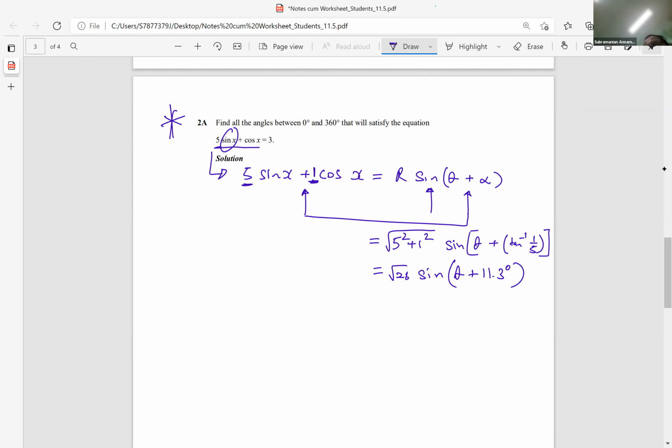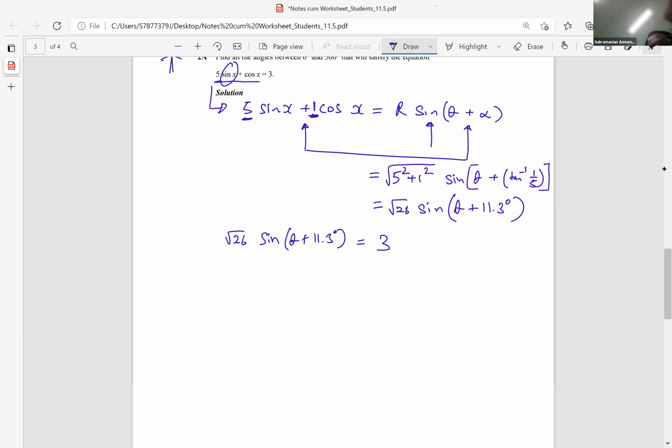Yeah, because of interest of time, that's why I'm putting it all like that. It's good to show like what I've shown earlier. Okay. So once this is done, right, the rest is all easy. So in place of 5 sine x plus cosine x, right, you write like that. And then this is equal to 3. So how do I carry on from here? Easy. Bring this over. This is times, right? So it becomes 3 over square root 26 sine theta plus 11.3.